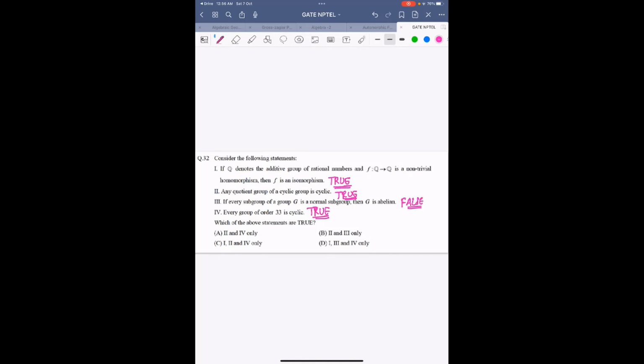And what is the correct option? So the correct option is option C, first, second and fourth.